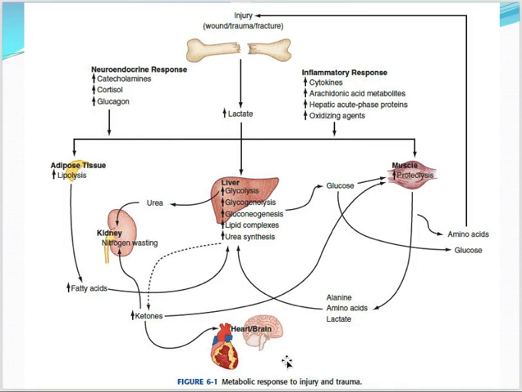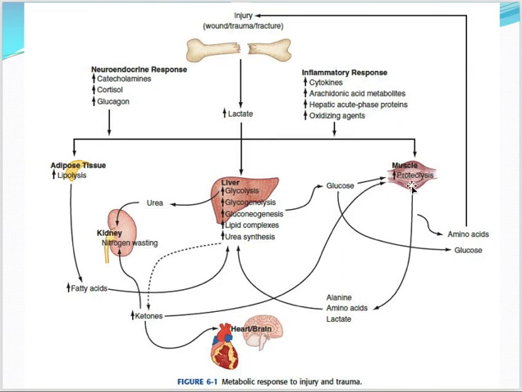this is again a very good figure or flow chart, which shows that in response to injury, trauma, or fracture, there is increased lactate. You can see over here, the liver is responding by glycolysis, breaking down glycogen. There is glycogenolysis, gluconeogenesis, increased lipid complexes, increased urea synthesis, and of course the glucose is going towards the muscle. In the muscle, there is increased proteolysis.